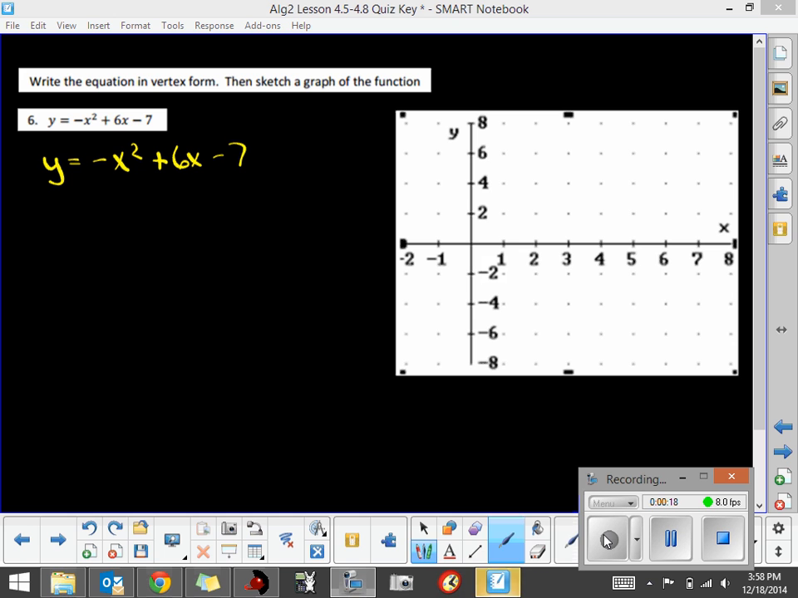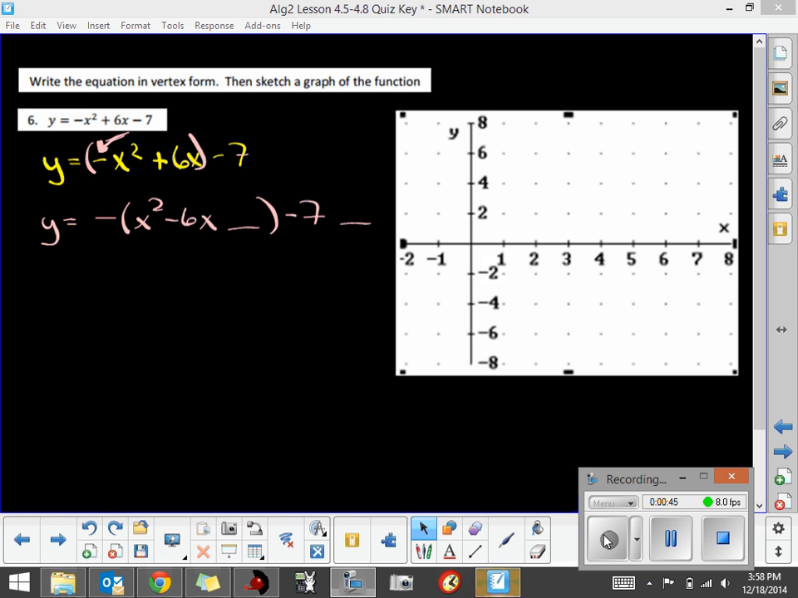The first thing I want to do when I think about putting it in vertex form is grouping the x's. So once we group the x's, we can see if we need to factor anything out. I need to factor out that -1. If this number here is not a positive 1, then I need to factor it out. And since it's a -1, we must factor out a -1. That'll change it to a positive x squared, and that'll change it to a -6x. I'm going to leave a spot here to complete the square, minus 7. I'm going to leave a spot here to balance it.